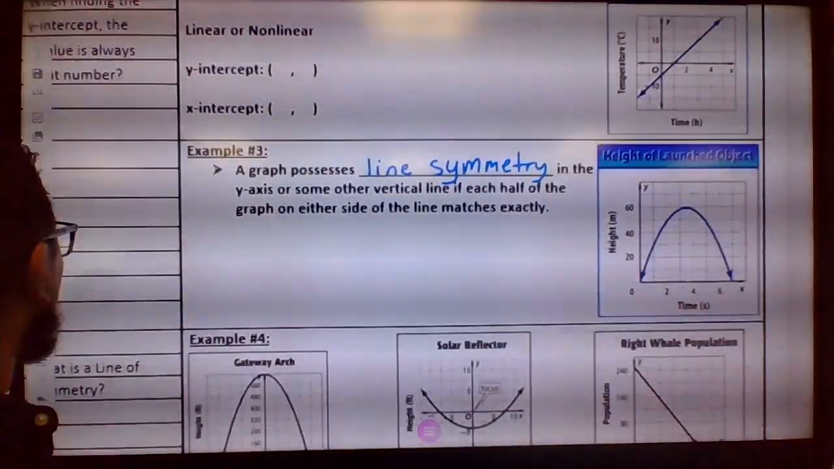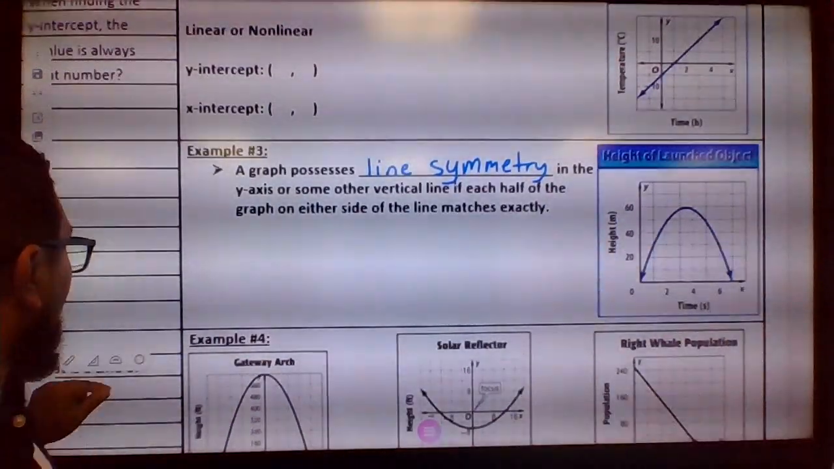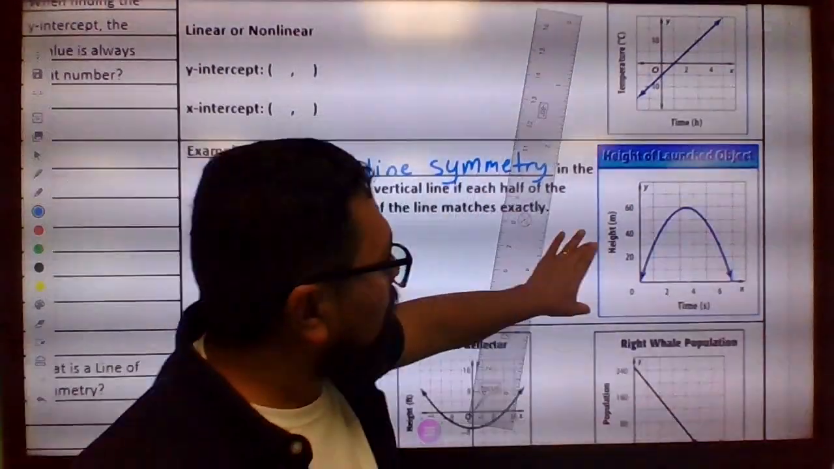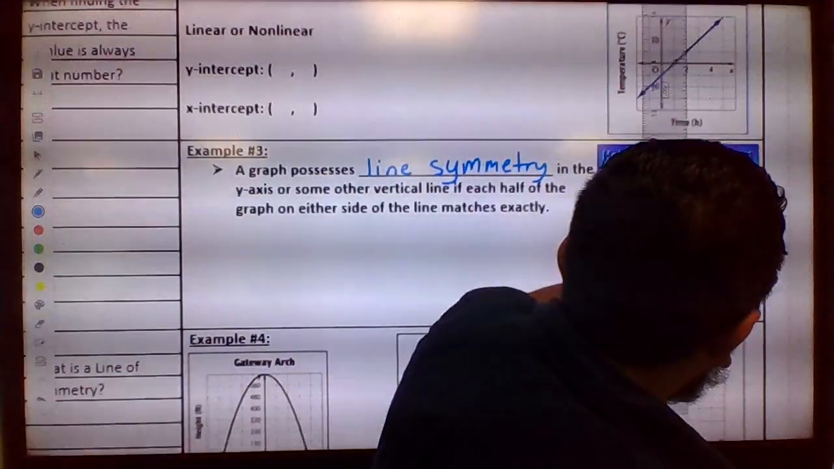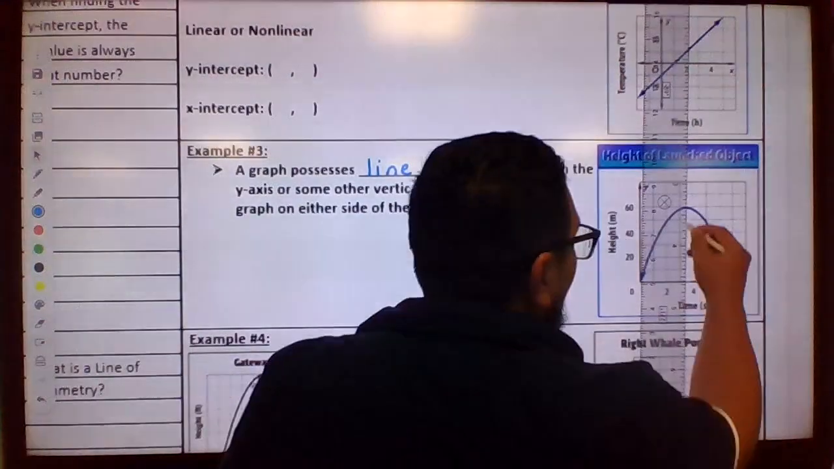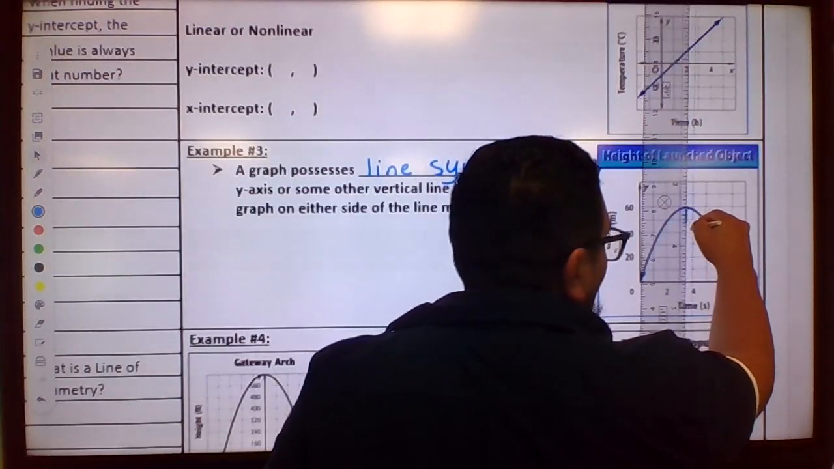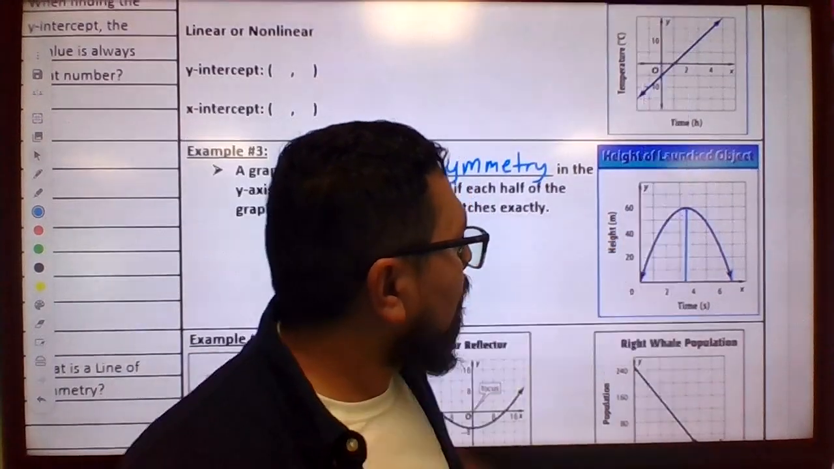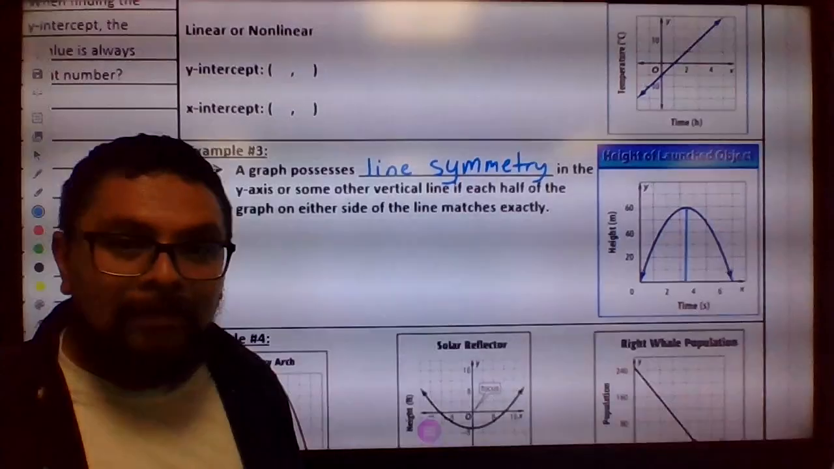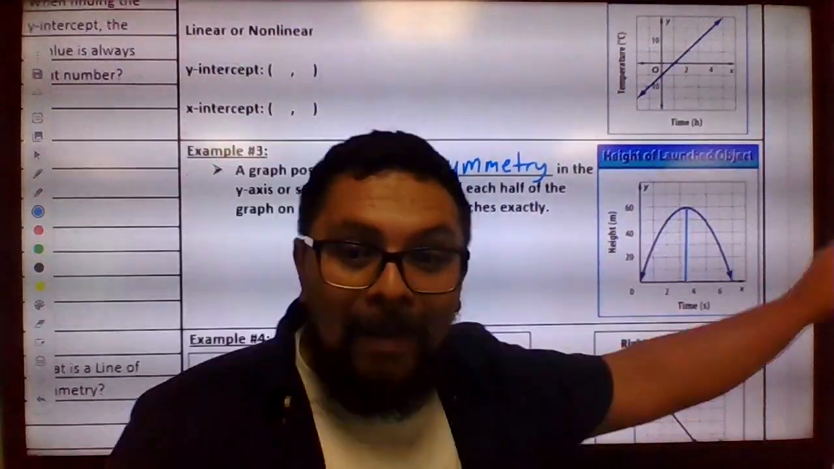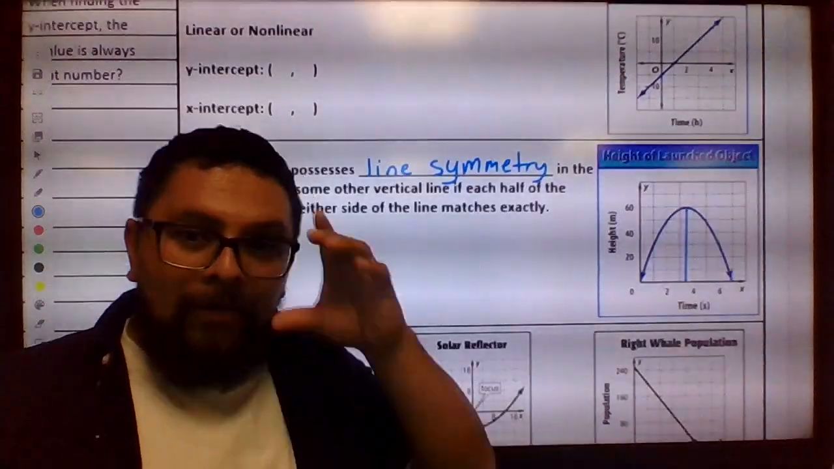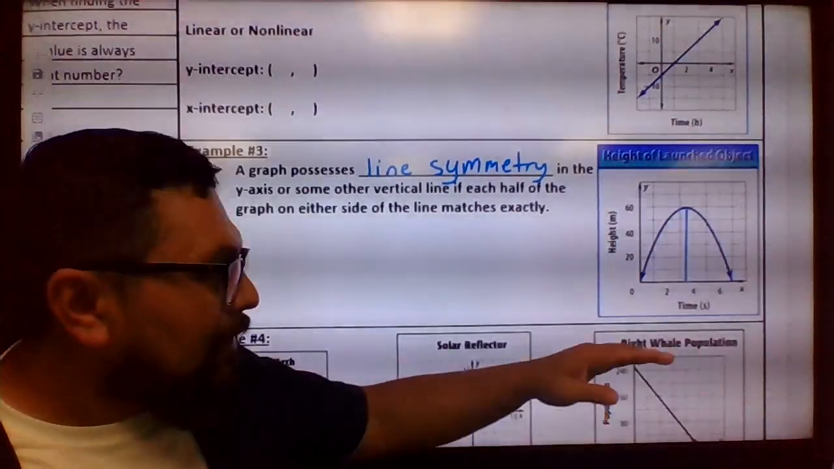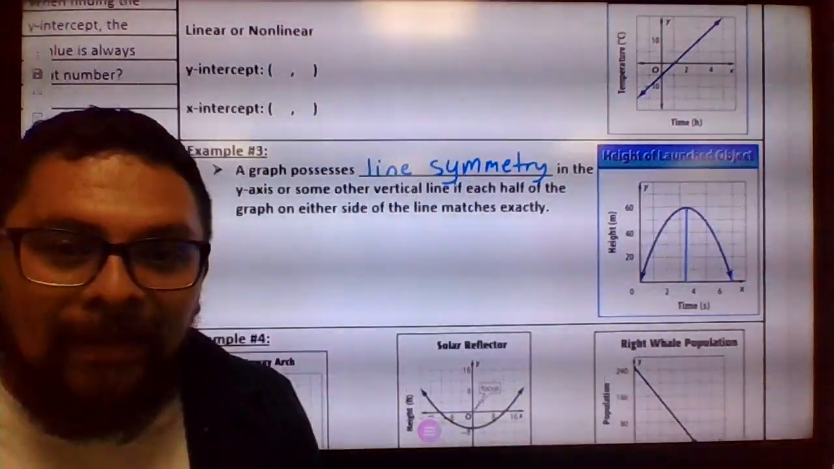it looks like the left side and the right side are going to be the same. Let's do that now. I'm going to use my handy dandy ruler. If you have one, go ahead and use one. I'm going to put it right there. It looks like it's right in the middle there. So I'm going to go ahead and draw a line straight down right there. There's my line. It looks like the left side and the right side are exactly the same, correct? All right, so this graph has line symmetry. It is symmetrical. The left side is exactly the same as the right side.